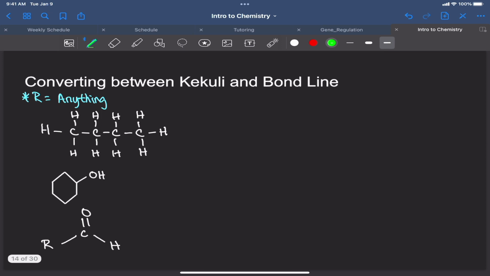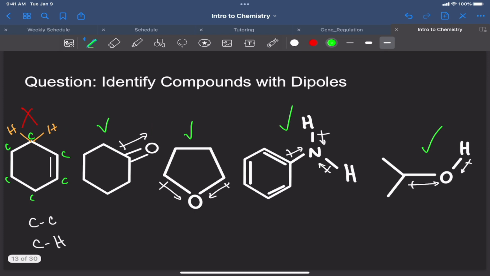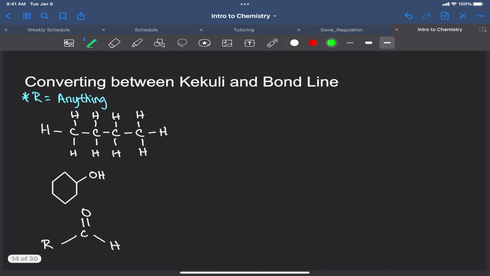So now I want to convert between our standard form, which we call Kekulé, and bond line form. These were all in bond line. And it's a lot easier to draw in bond line than it is Kekulé, okay? Just to write out this molecule took so long. To write out this molecule, so quick because it's in bond line. So I want to take you guys through how to draw bond line, okay?